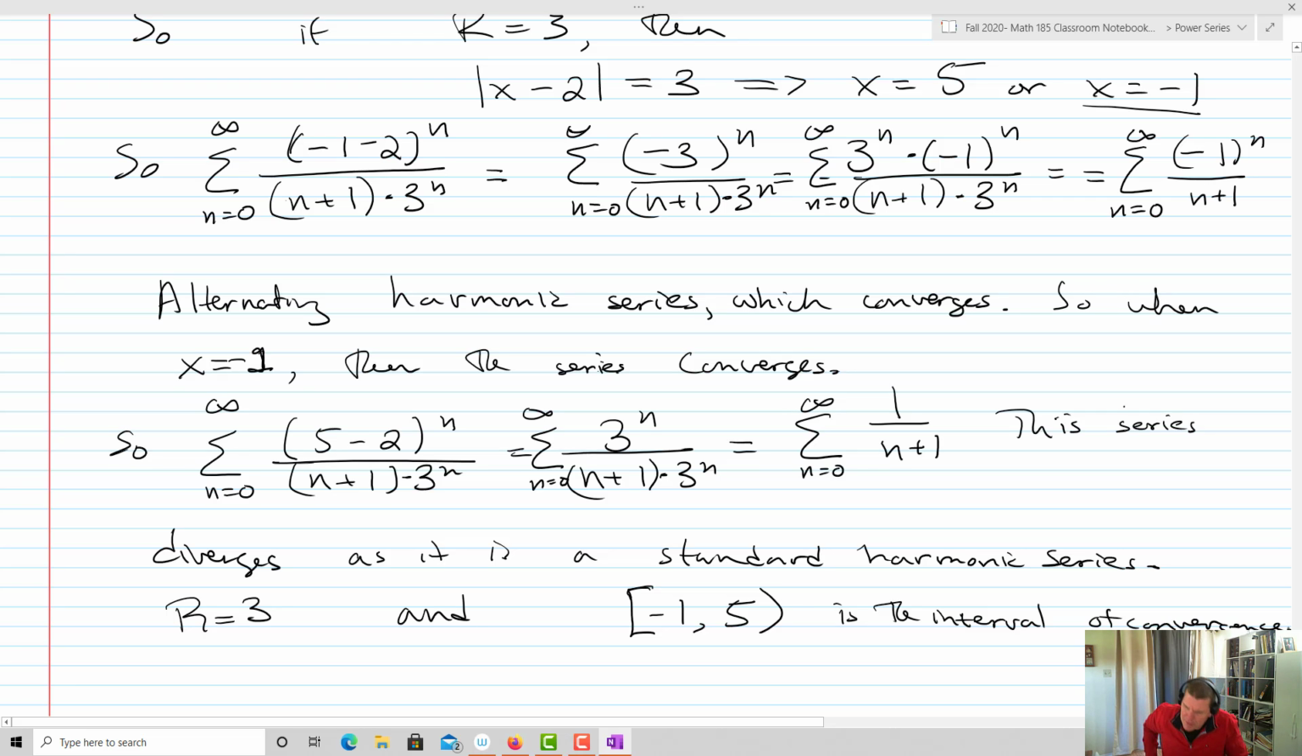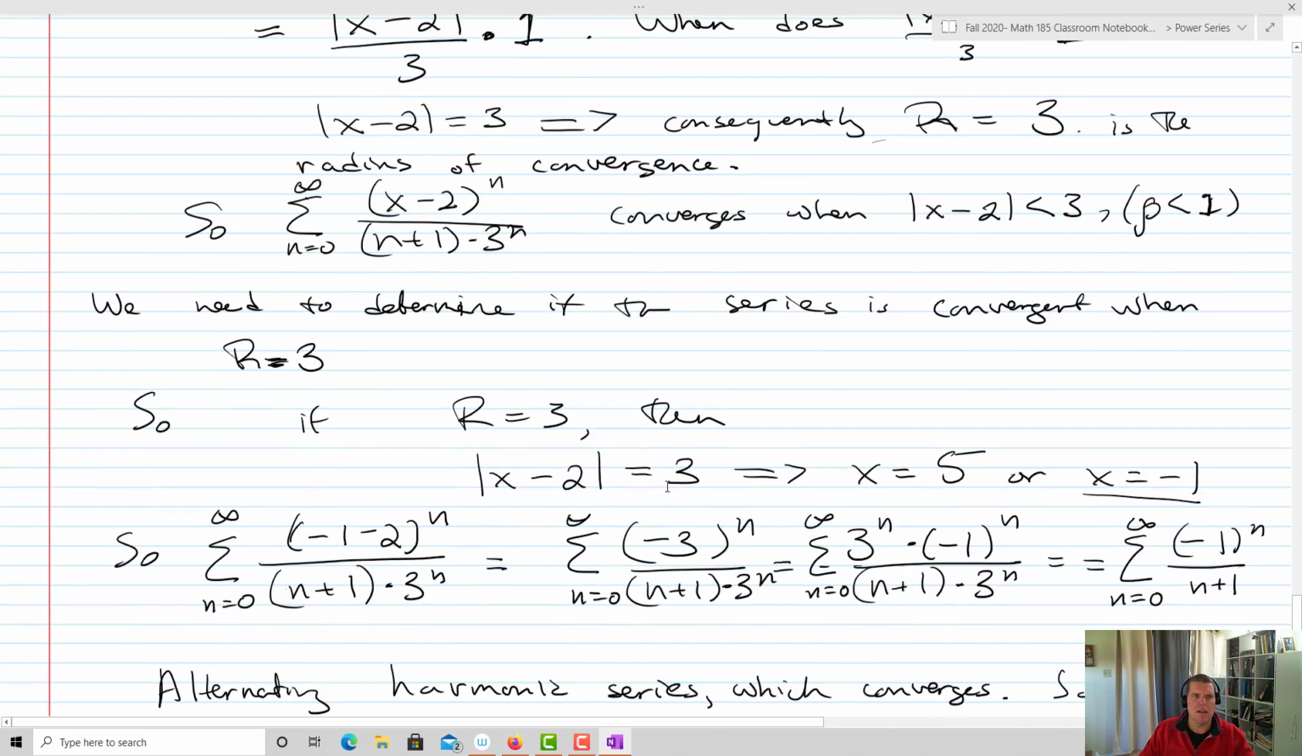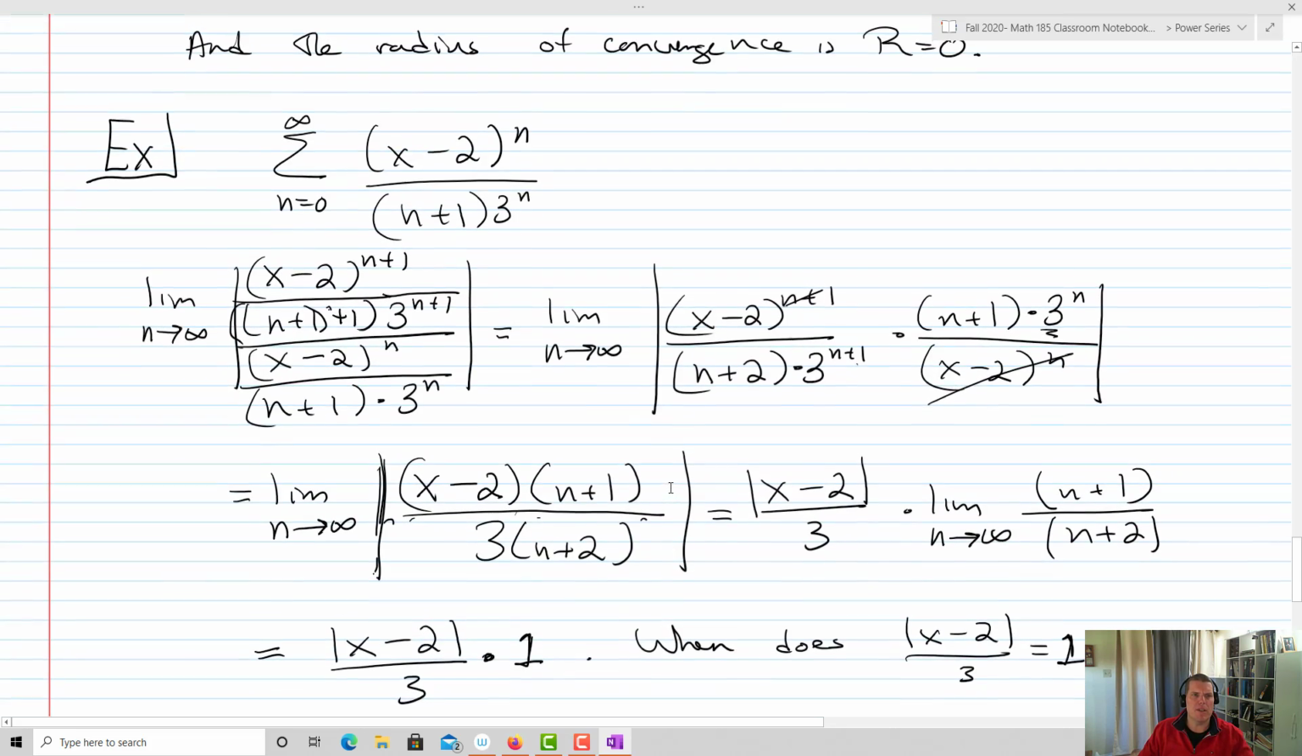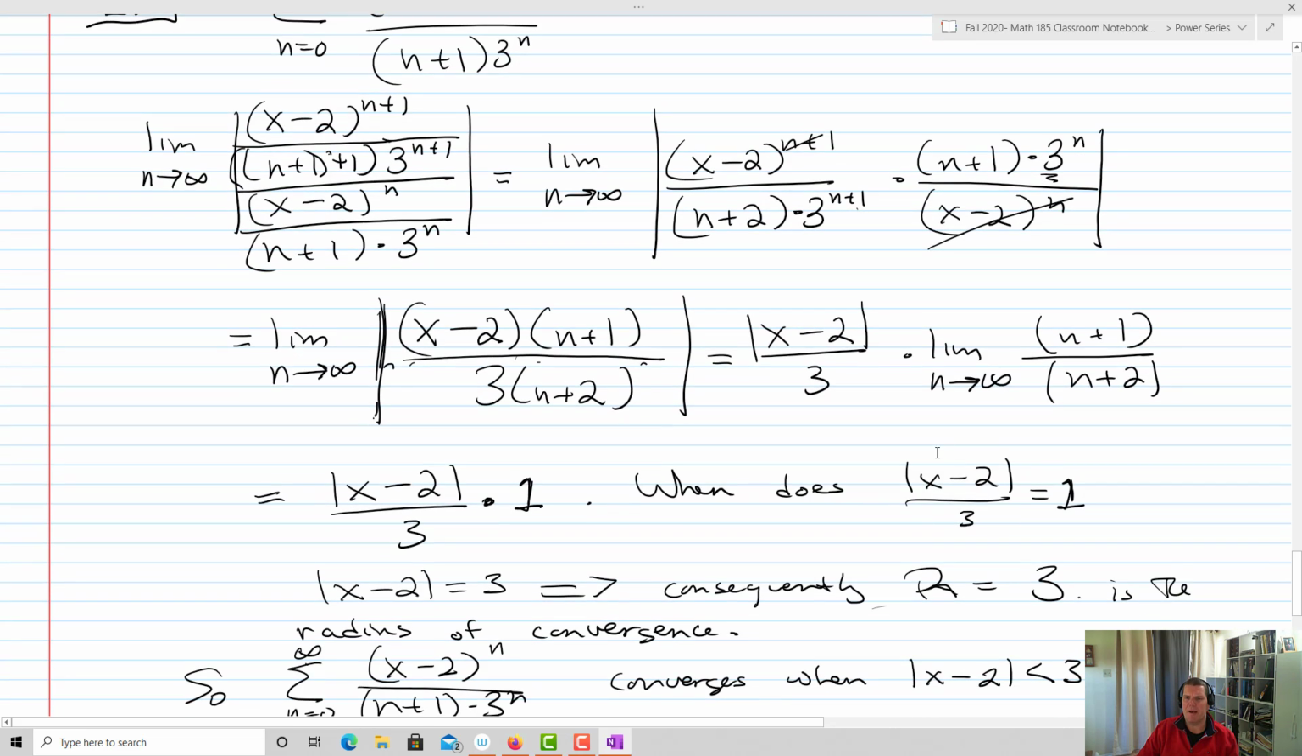Okay, so let's take a look at what exactly we did, and then we'll do another example, just to clarify things. We started out and used the ratio test in order to find the limit. That limit, as n approaches infinity, ended up being, in this case, the absolute value of x minus 2 over 3. Then we asked ourselves, when does that limit equal 1? Because that's going to set up our radius of convergence. We get the absolute value of x minus 2 equals 3.